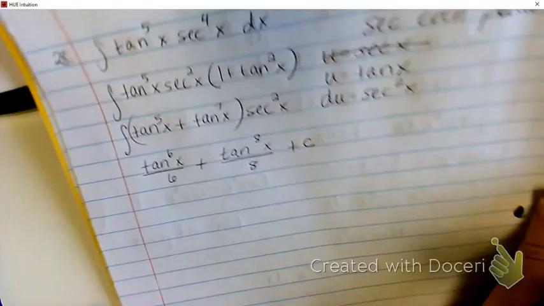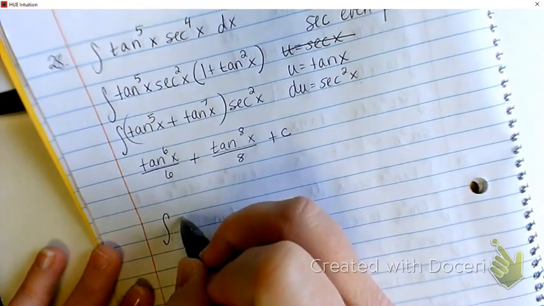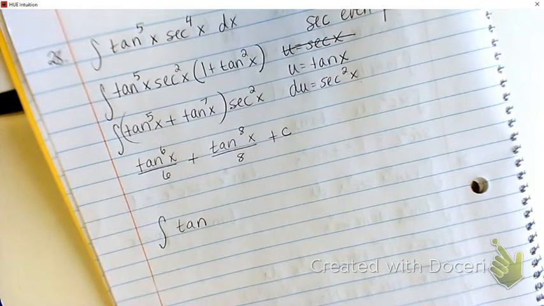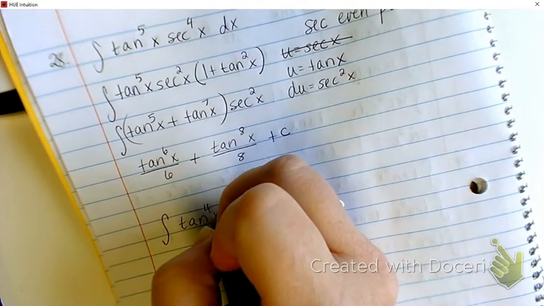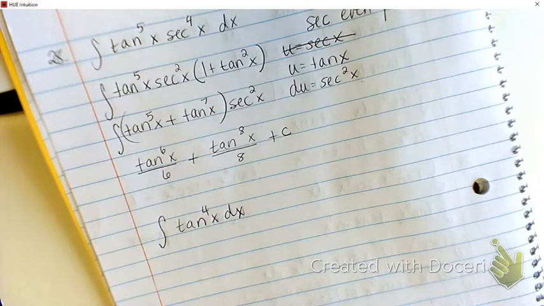Okay, so another method is when you only have tangents, and this is just an example, so it's not a problem from the book, but it's going to be tangent to the 4th of x. Notice there's no secants there. So if I wanted to do a u substitution, there's no secants there or anything, which makes me think, well, maybe I need to make some secants. So obviously, on a problem like this, I'm going to have to change something with that secant squared identity.